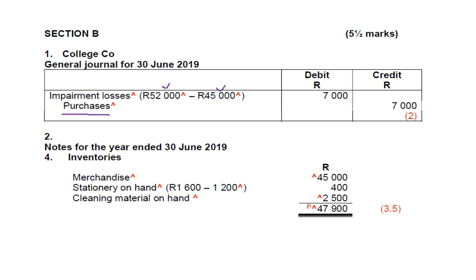In the notes for the year ended 30 June, it's important that we pay attention to the use of the word merchandise. This is what IFRS prescribes, and I'm going to use the new value that we have just calculated or adjusted our inventory amount to. Our stationery on hand will be reduced by the amount that we have consumed. This is how much we've used, and therefore we show how much is left in the statement of financial position. Our cleaning material on hand was given to us, the 2,500, and you would have earned half a principal mark for the fact that you've added them together.